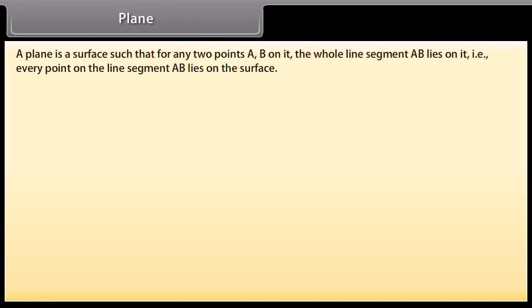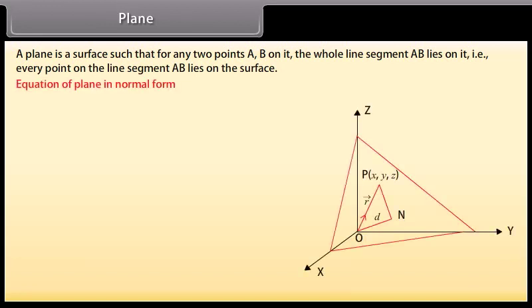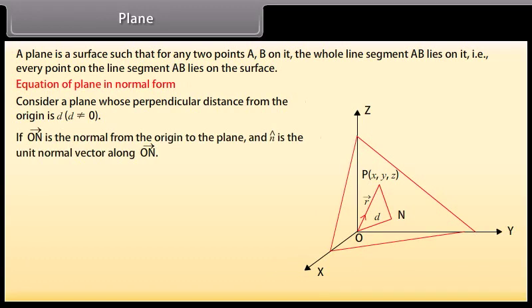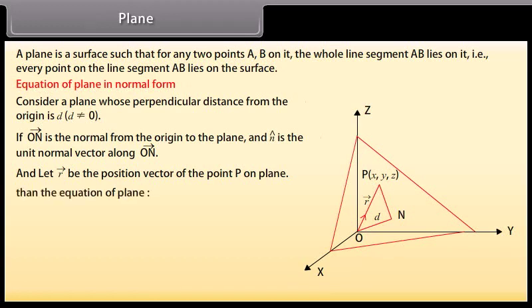Plane. A plane is a surface such that for any two points A, B on it, the whole line segment AB lies on it. That is, every point on the line segment AB lies on the surface. Equation of plane in normal form. Consider a plane whose perpendicular distance from the origin is d not equal to 0. If vector ON is the normal from the origin to the plane, and n cap is the unit normal vector along vector ON, and let vector r be the position vector of the point P on the plane, then the equation of the plane is vector r dot unit vector n equals d.